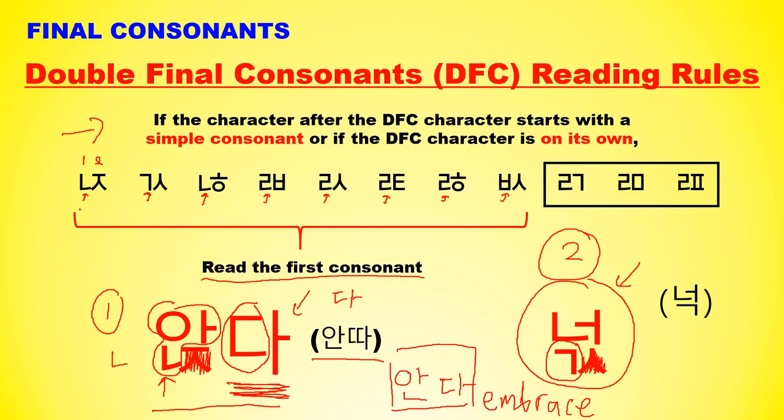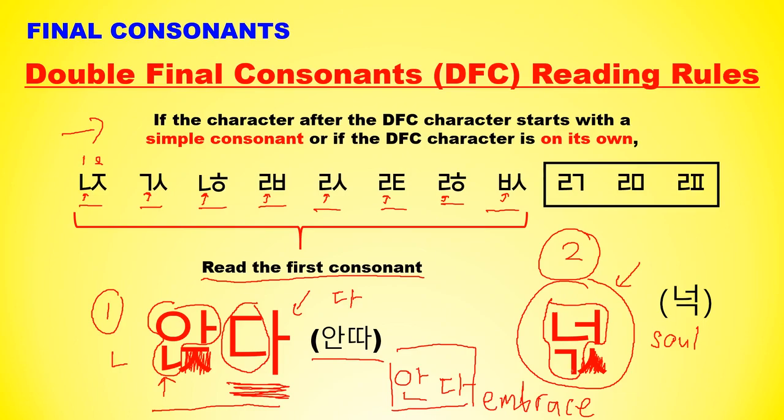If you see characters with these combinations, and the character after these characters either start with a simple consonant or they are on its own, then you should just read the first consonant. In fact, the word in example 2 means soul. Once again, this character is pronounced as knock. You pronounce the top and then the bottom, but you only read the first consonant according to this reading rule.